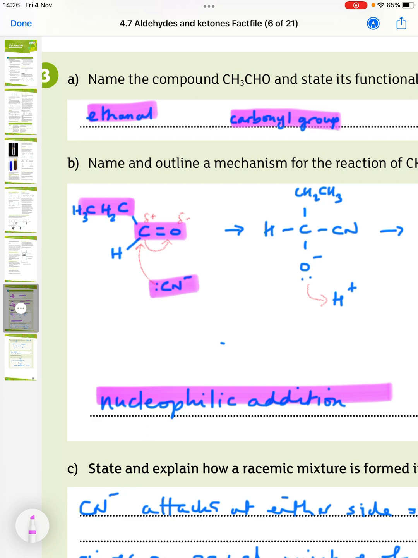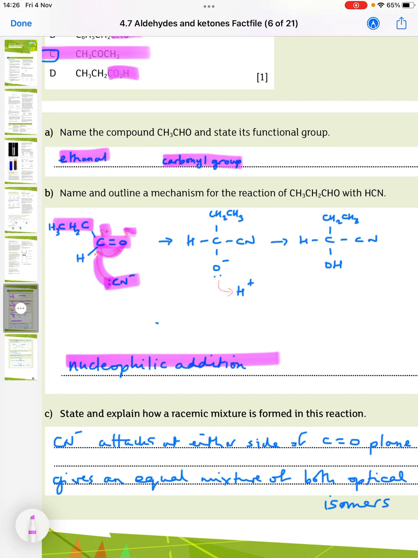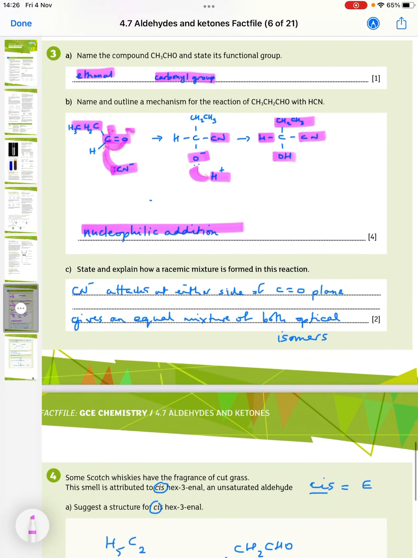Here's the CN minus, and you see the direction of the arrows here and here, we've got delta plus and delta minus on the carbon and the oxygen there. What happens next is we have the O minus, and we have the CN attached to that carbon. The other two groups there are the same, and then we see the hydrogen ion here, the electrons are moving towards it. And finally then we've got our same groups that we started with, an OH attached to the carbon and also the nitrile group.